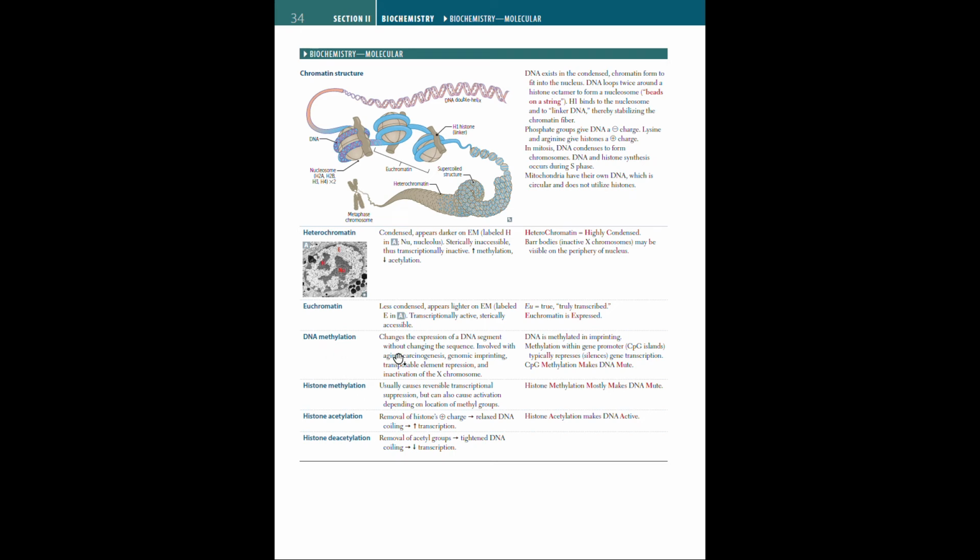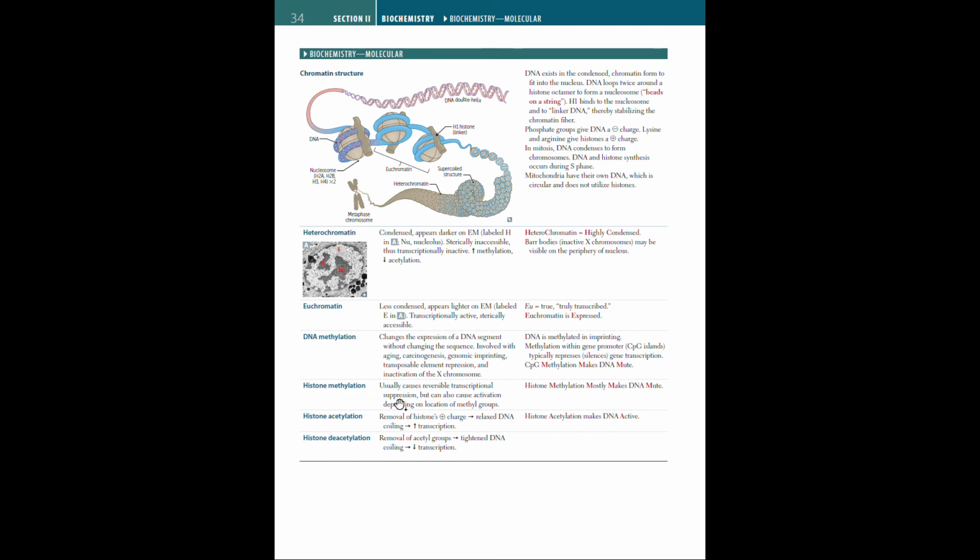DNA methylation changes the expression of a DNA segment without changing the sequence. Involved with aging, carcinogenesis, genomic imprinting, transposable elements, repression, and inactivation of X chromosome. So DNA is methylated in imprinting. Methylation within gene promoters, CpG islands, typically represses, silences gene transcription. CpG methylation makes DNA mute. So methylation, M, and mute.